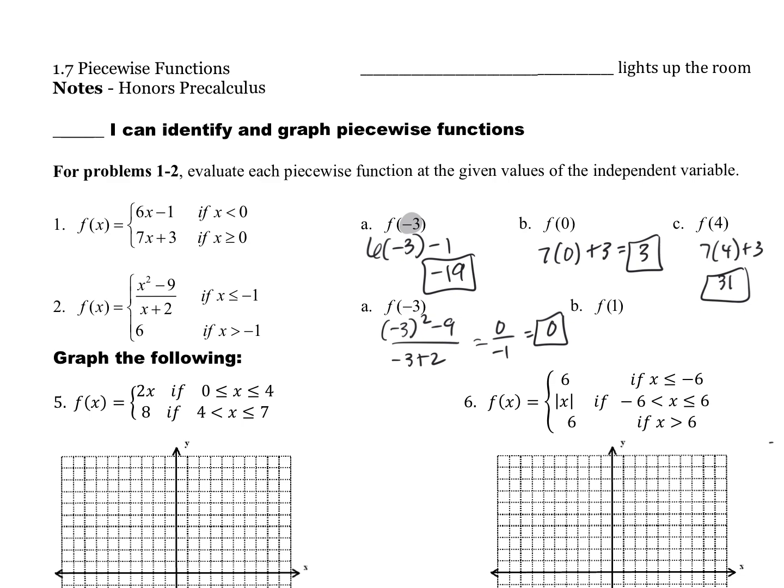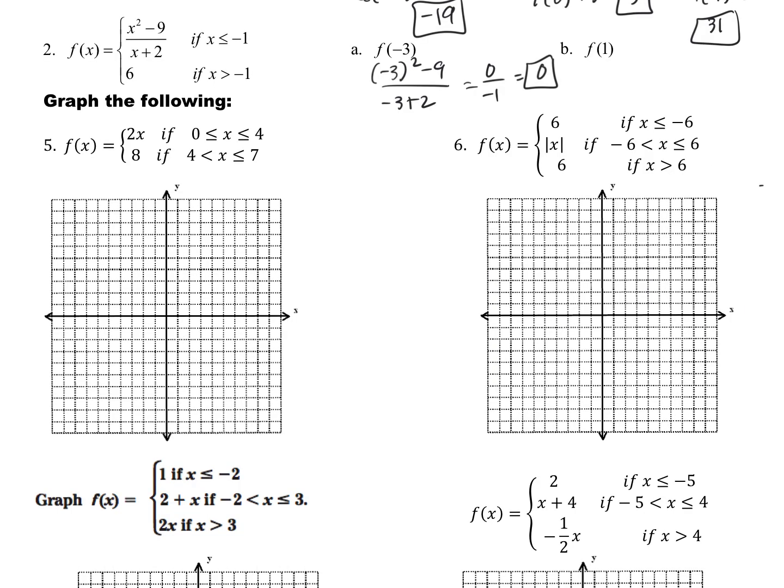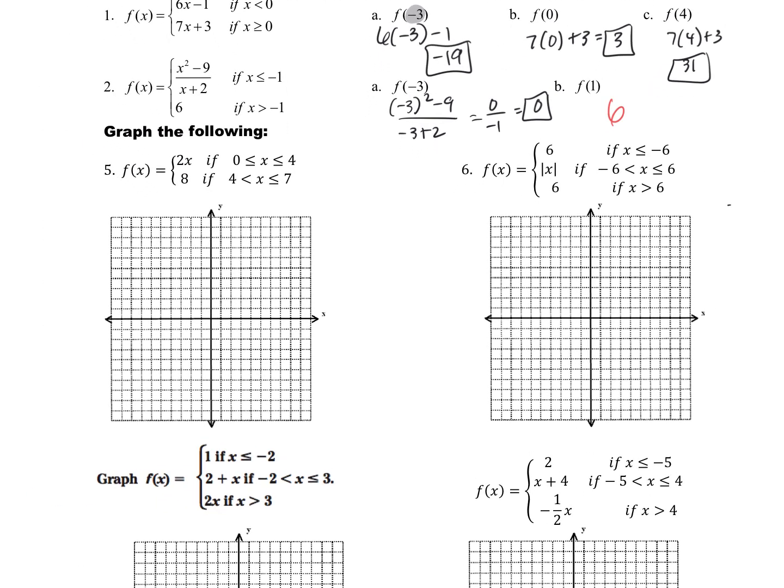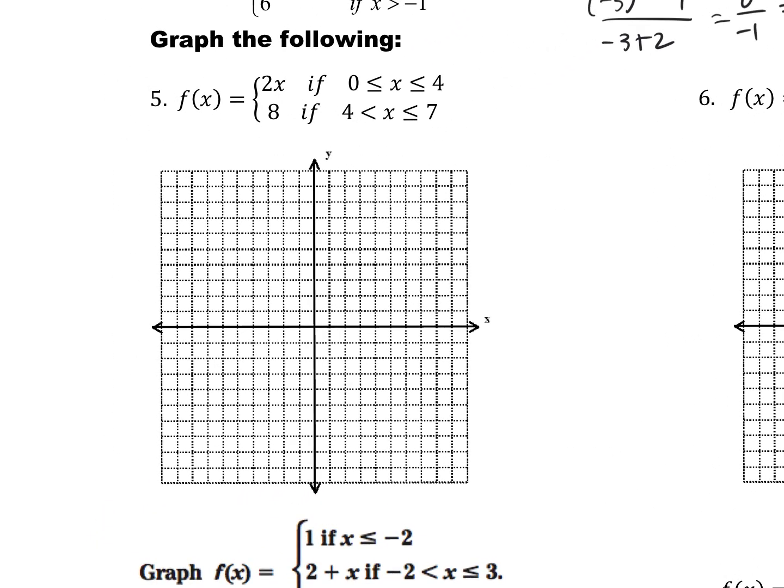Very good. We definitely have to simplify that. How about f of 1 here? Top one or bottom one? 1 is greater than negative 1. How would I plug a 1 in there? You can't. So what's my answer? 6. You got it, people. Good job. Boom. Okay. So now we've got to start practicing graphing.